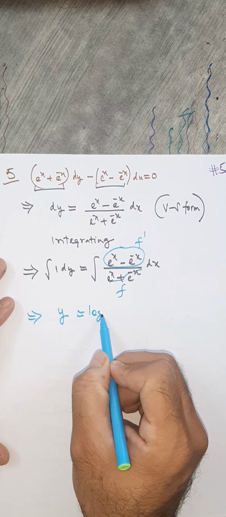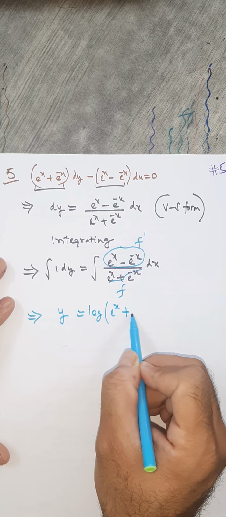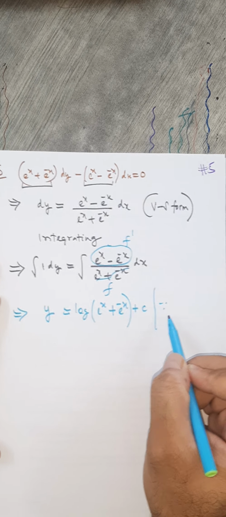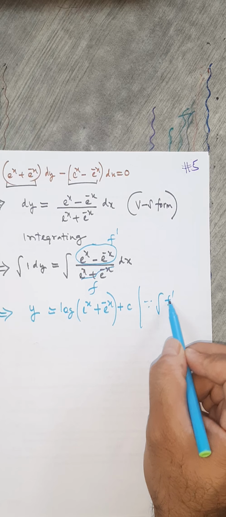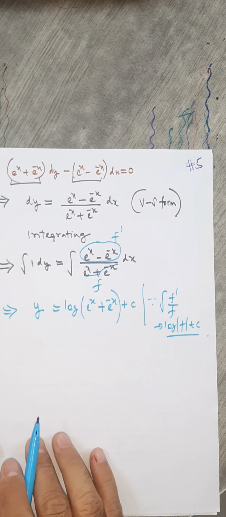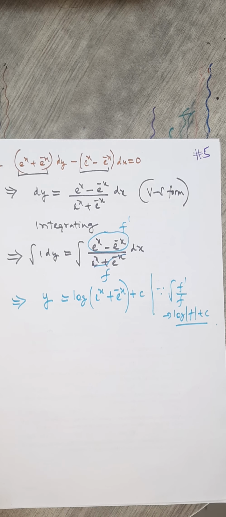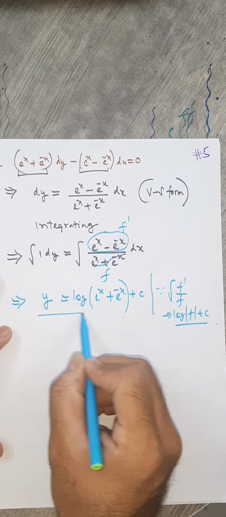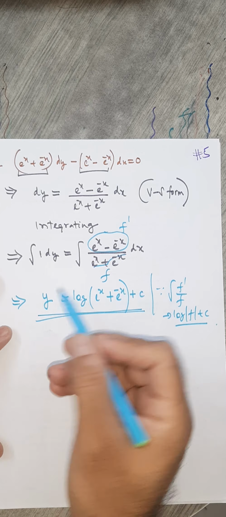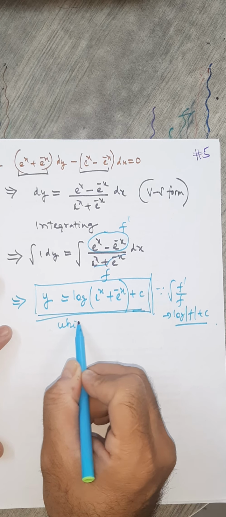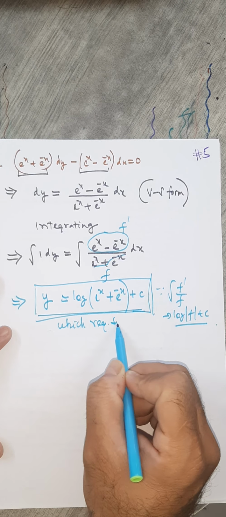ये कौन सा फॉर्म हो गया, log of mod of denominator expression. आप जानते हैं, this is very well known formula, right? You know this. Integral of f dash upon f, log of mod of denominator expression plus the constant. Okay. Now here you can leave like this, or if you want you can simplify also. इस साइड लेके log हटा सकते हैं, otherwise you can leave like this, not an issue. Which is required solution, which is required general solution.